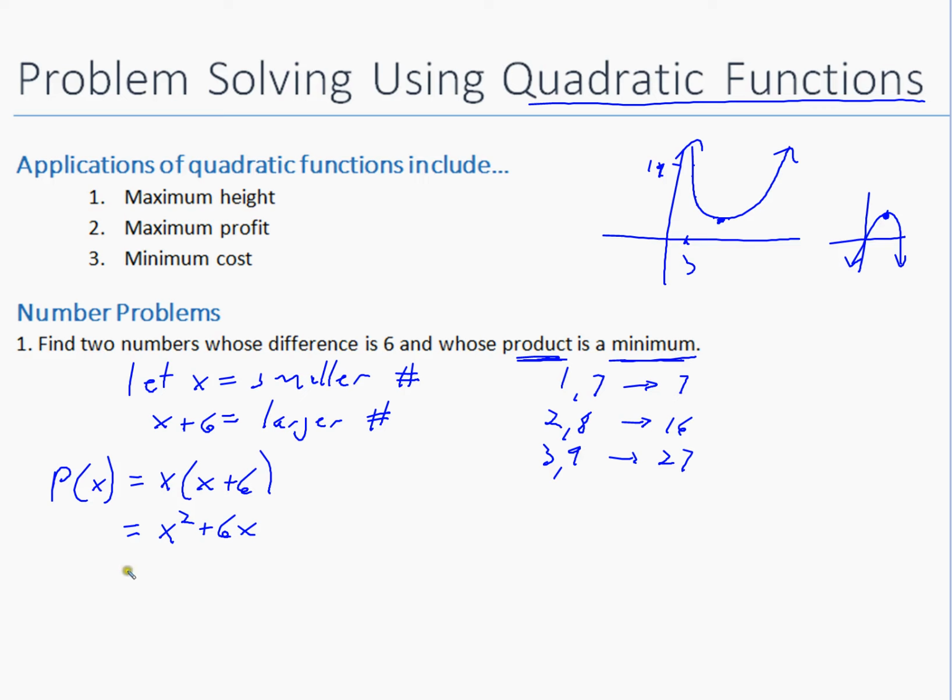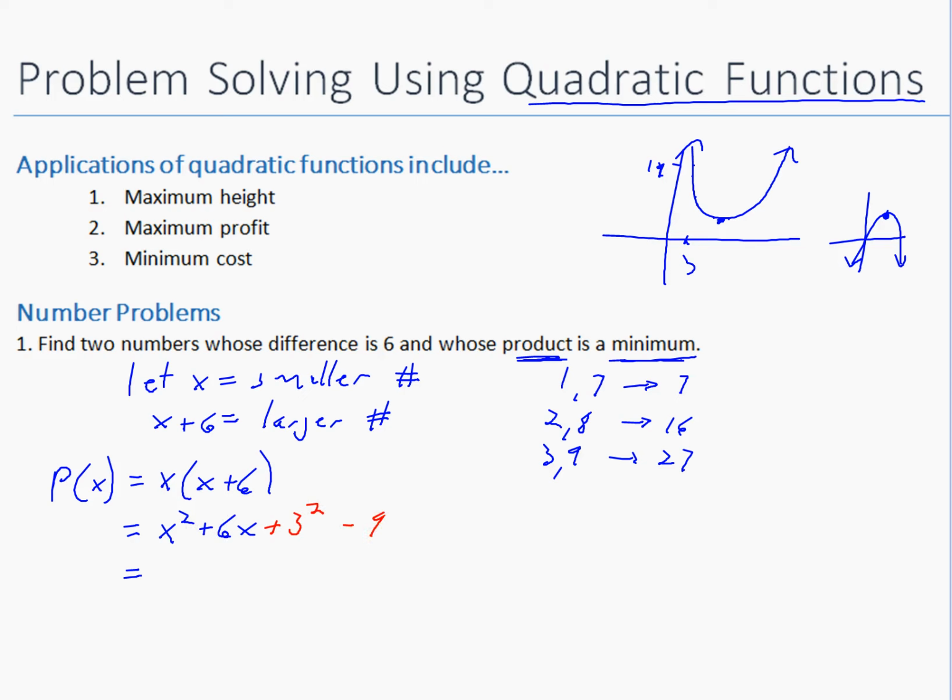We can put this in vertex form, which we can do here. We don't have to do a lot with this one. This is a simpler one. We can take half of 6, which is 3, and square it. So we're adding 3 squared, which is 9. So we also have to subtract 9.